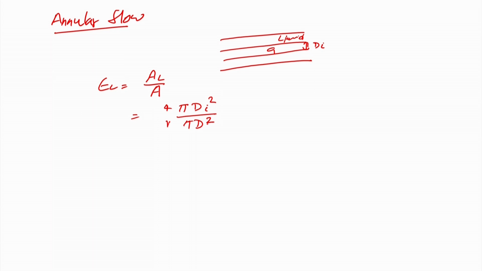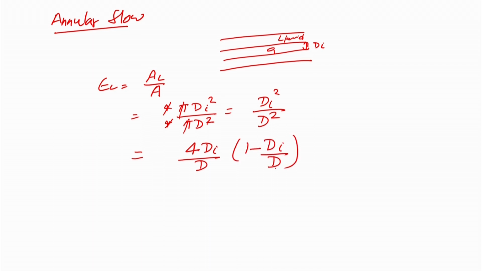divided by pi d square, with the 4 here and the 4 there cancelling out, and pi cancelling out. Ideally it will be di square upon d square. If you do the further trigonometry, you can find that in terms of the hydraulic diameter, it will be 4 times di upon d into 1 minus di upon d. So, this will be the epsilon L value.